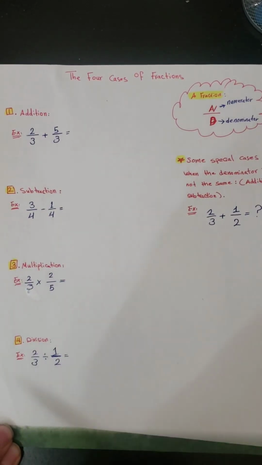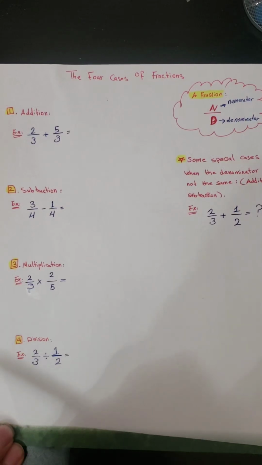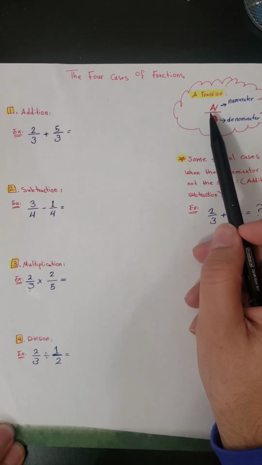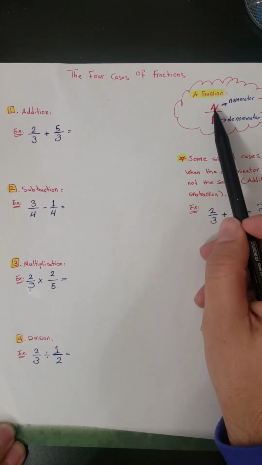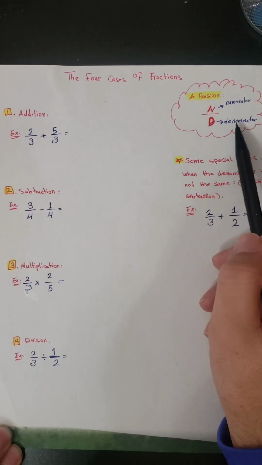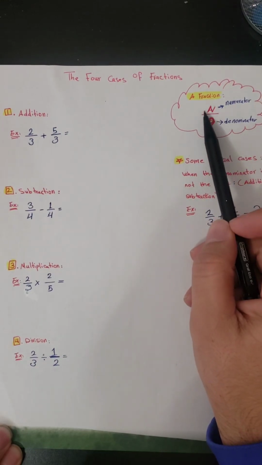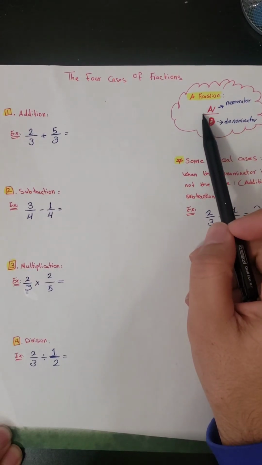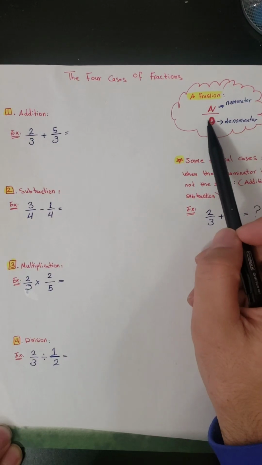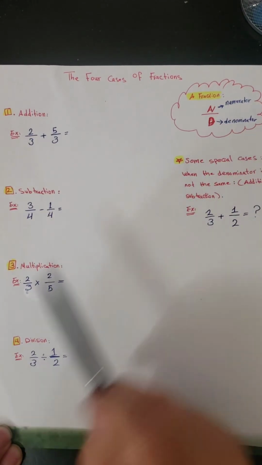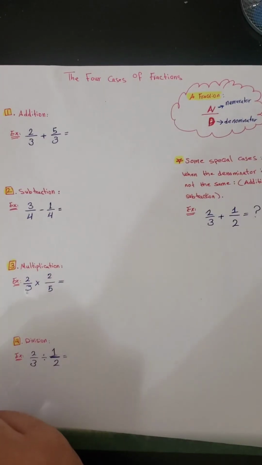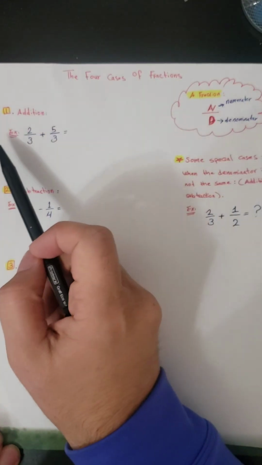In today's lesson I'd like to teach you about the four cases of fractions, which are addition, subtraction, multiplication and division. First, let's know what a fraction is. A fraction consists of two things, a numerator and a denominator. As we see here, the numerator is written above, and we draw a line and then we write the denominator, which are numbers.